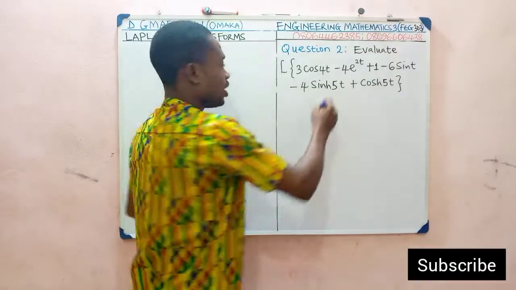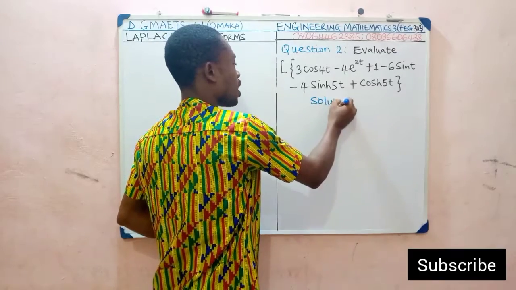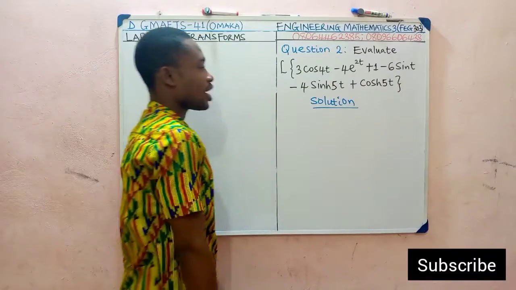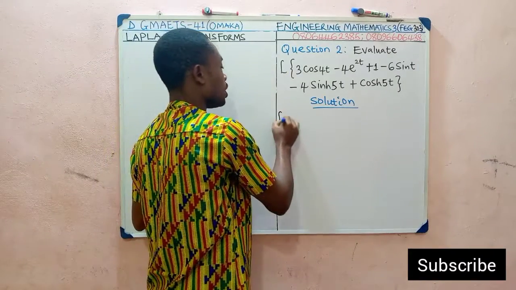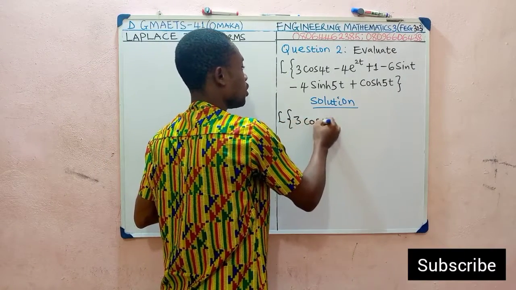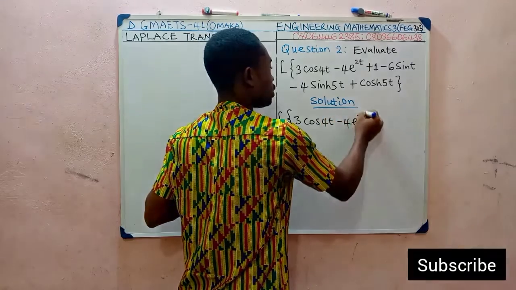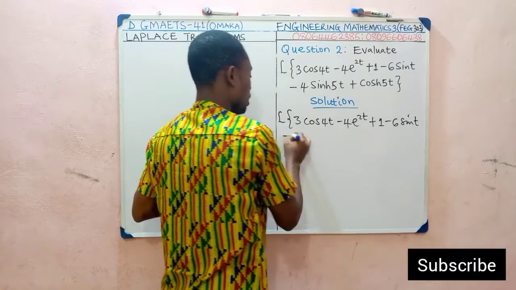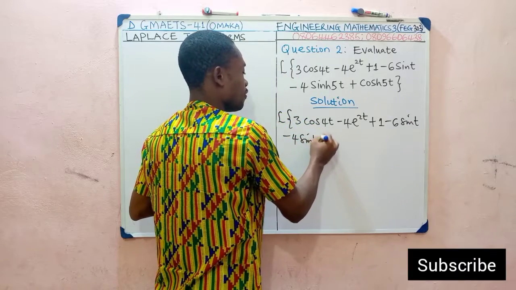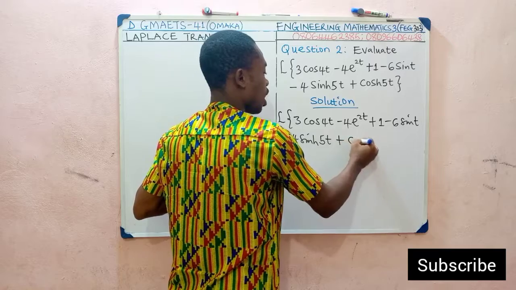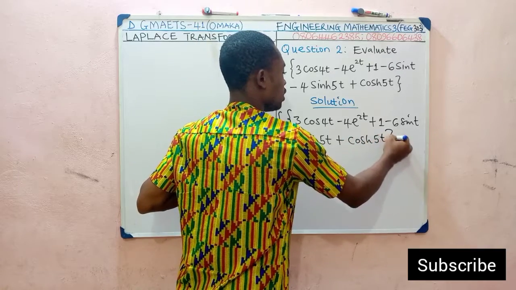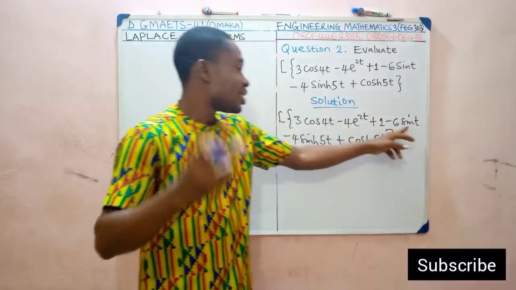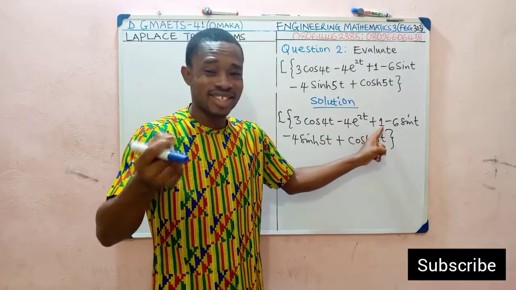Because it's a simple one. All you need to do is to identify all the functions you have there. Recall they are standard Laplace transforms. Okay, so we've got this, and to obtain the Laplace of 3 cos 4t minus 4 exponential 2t plus 1 minus 6 sin t minus 4 sin 5t plus cos 5t. Now, I have cos function there, sine function, exponential function, constant.